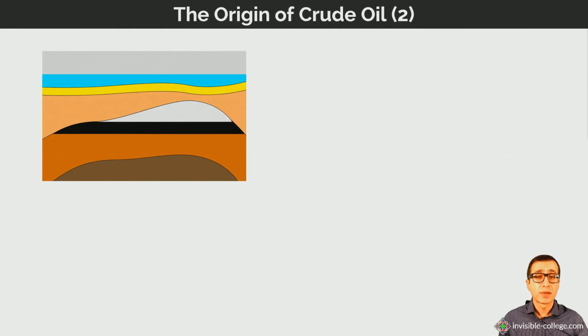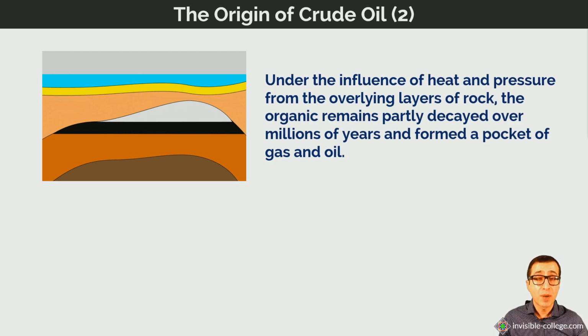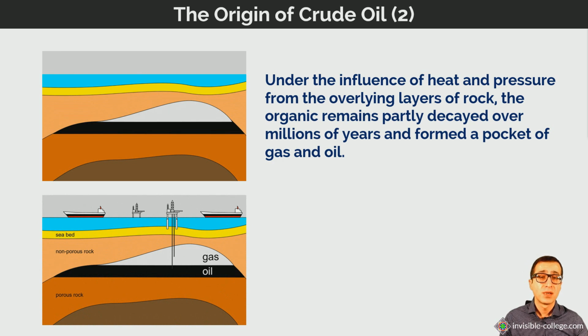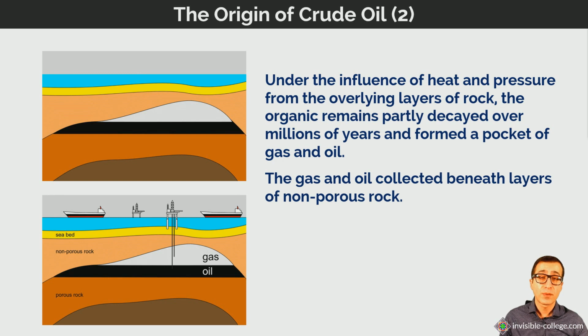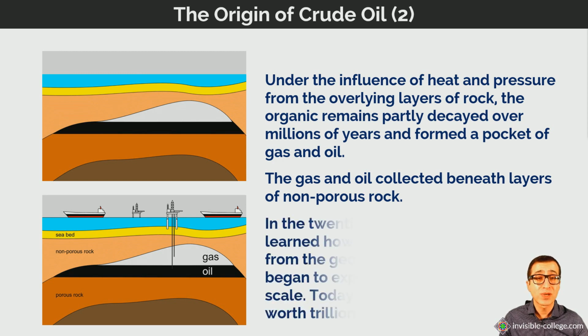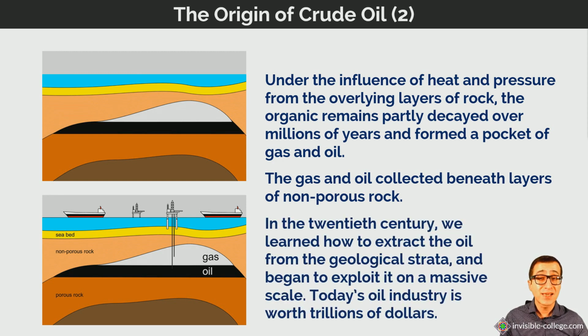Over long courses of time, under the influence of heat and pressure from the overlying layers of rock, the organic remains will partly decay over millions of years, and this eventually forms a pocket of both crude oil and natural gas. The gas and the oil tend to collect beneath layers of non-porous rocks. Now, in the 20th century, we learned how to extract this oil and also the natural gas from the geological strata and began to exploit it on a massive scale. Today's oil industry is now worth trillions of dollars as a result of this extraction and exploitation of these natural resources.